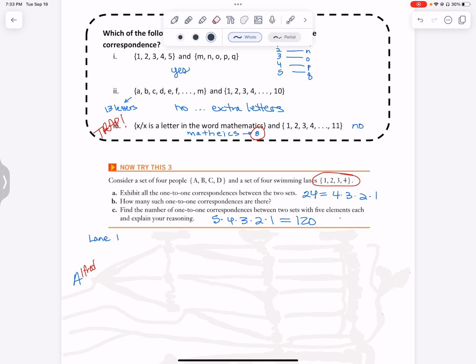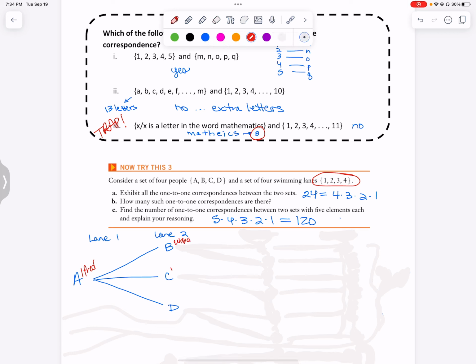All right. So if Alfred is in the first swimming lane, then that means in the second lane, I only have 3 choices, right? I could put Bubba. I could put Clyde. I could put Dan. Okay. So there's my 3. So now we know what's in lane 2.